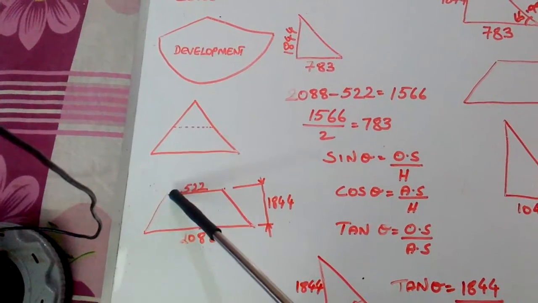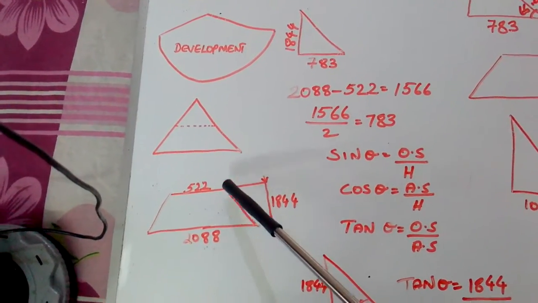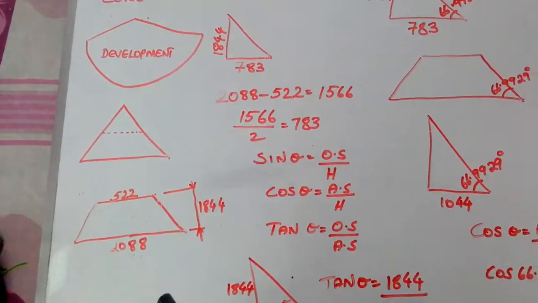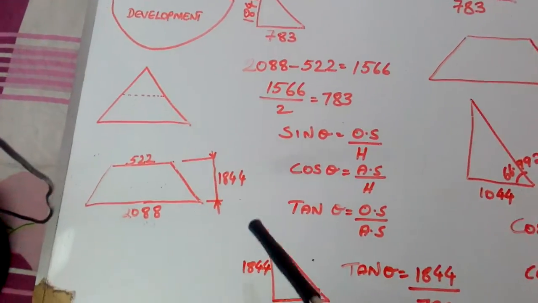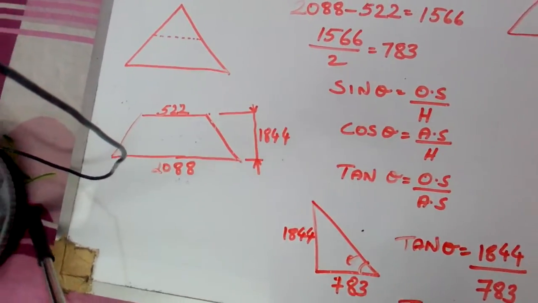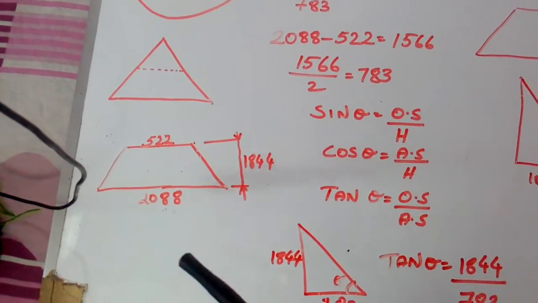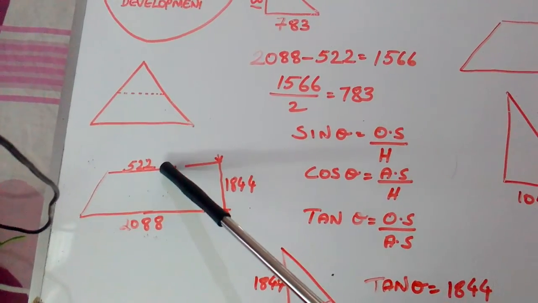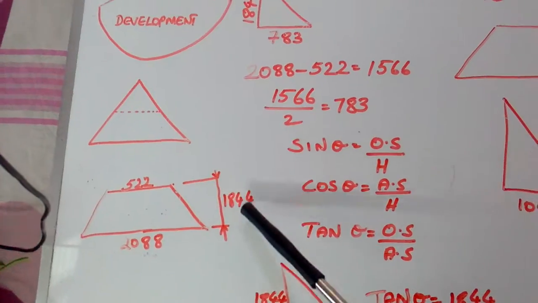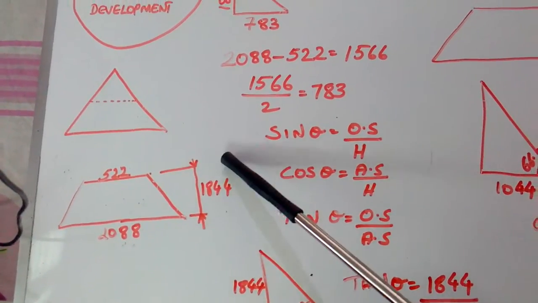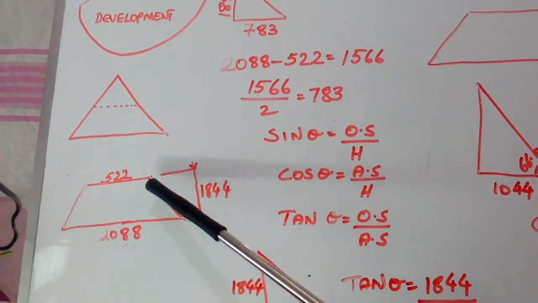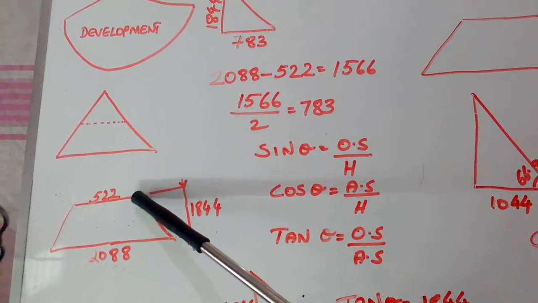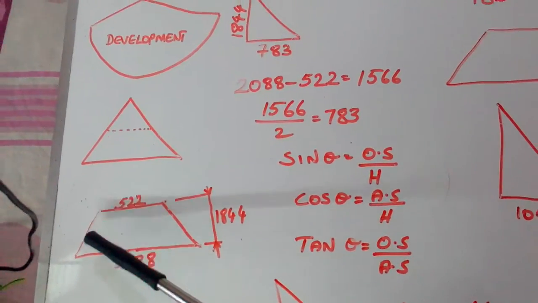This portion I have indicated here. This portion I have indicated here. This portion I have indicated here. I have given names and measurements also. Here it has a round shape and its diameter is 2088. Here its diameter is 522. Its vertical height is 1844. It is vertical height, not inclined height. Vertical height means the height from here to here.